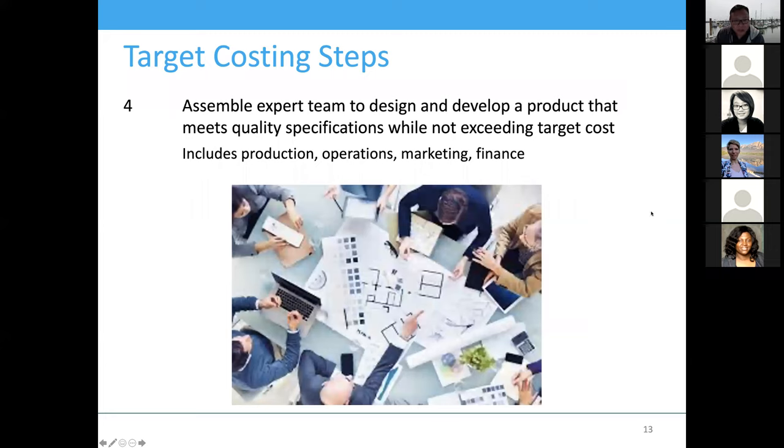So number four is, once you know your target cost and you know your product niche, you just have to hire people to develop a product that will have competitive quality specifications. And at the same time, you always have to keep in mind your cost should not exceed the target cost. Does this make sense?